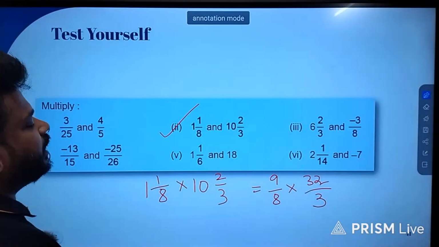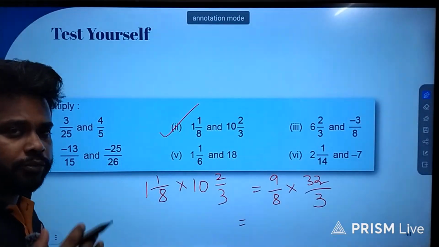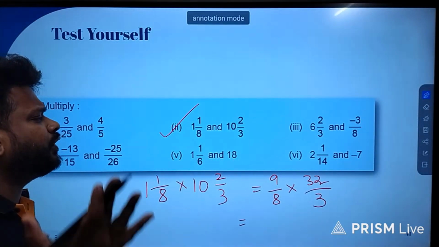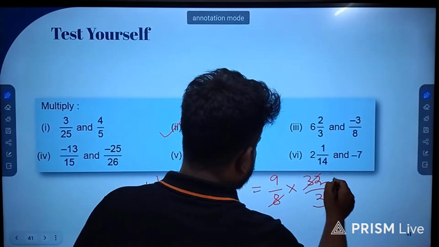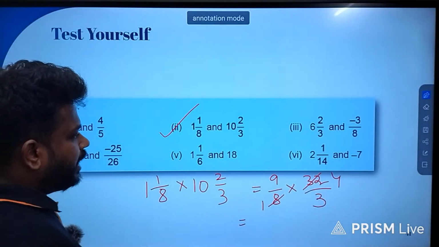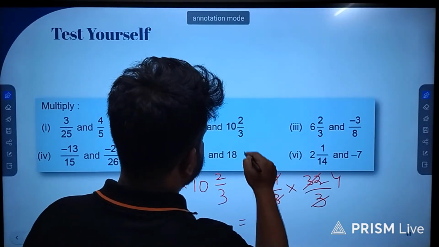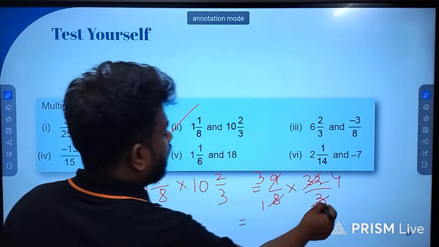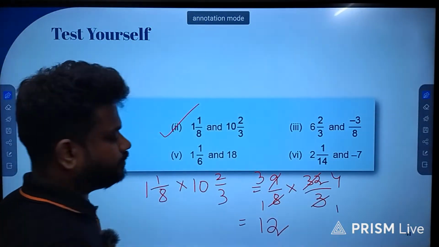Okay, so now we have to multiply both of them to find the answer, but before multiplying we have to check if we can cancel out the fractions. It can be cancelled out like this. 8 and 32 can be cancelled out. It will be 1 and 4 here, and 3 and 9 also can be cancelled out. It will be 1 and 3. So 12 will be the answer.